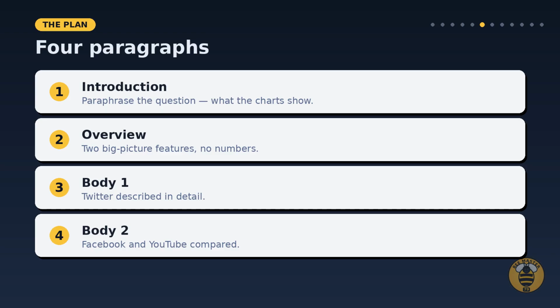That gives us a clean 4-paragraph plan: an introduction that paraphrases the question, an overview with the 2 big picture features and no numbers, a first body paragraph on Twitter, and a second body paragraph comparing Facebook and YouTube.